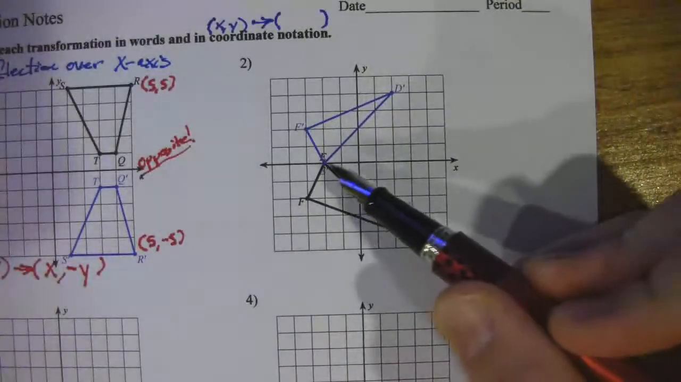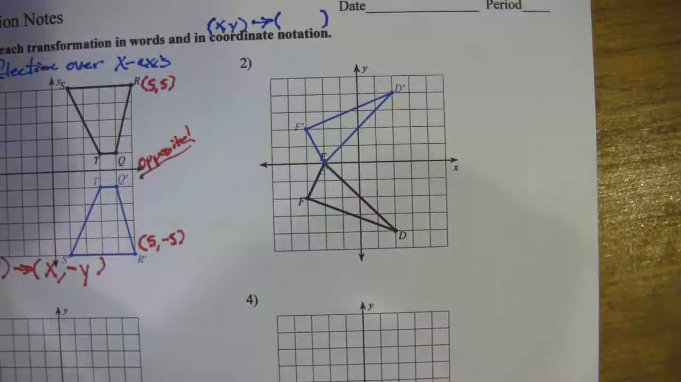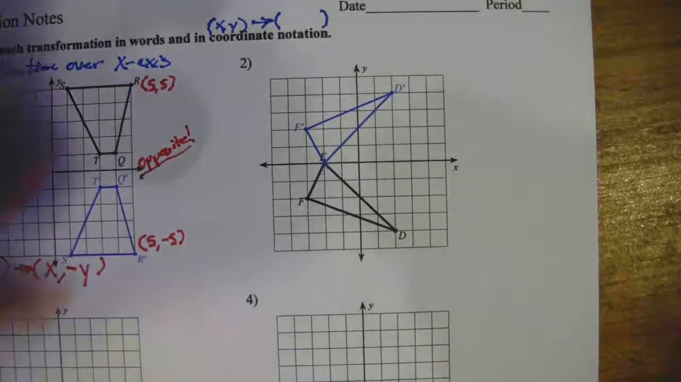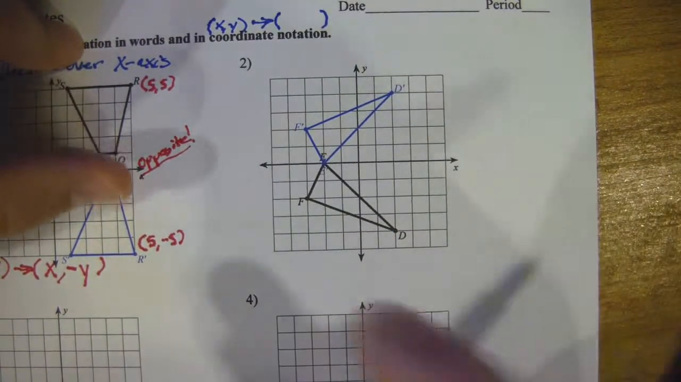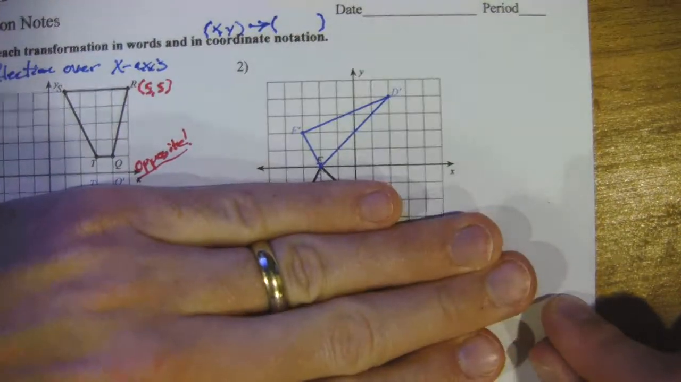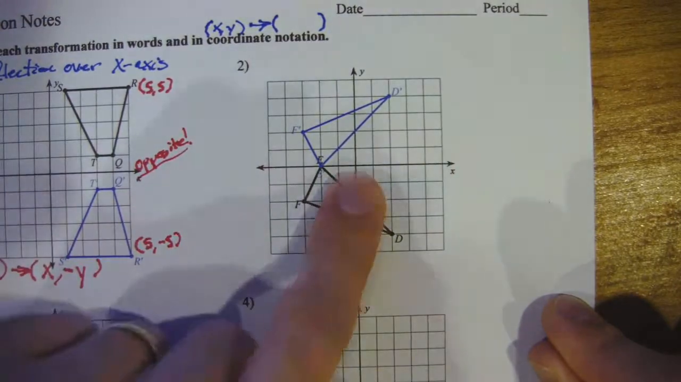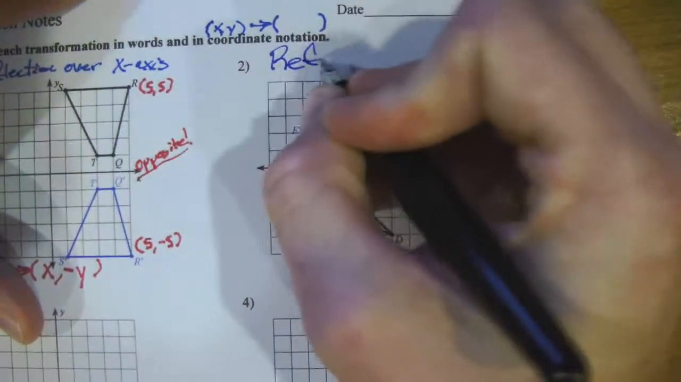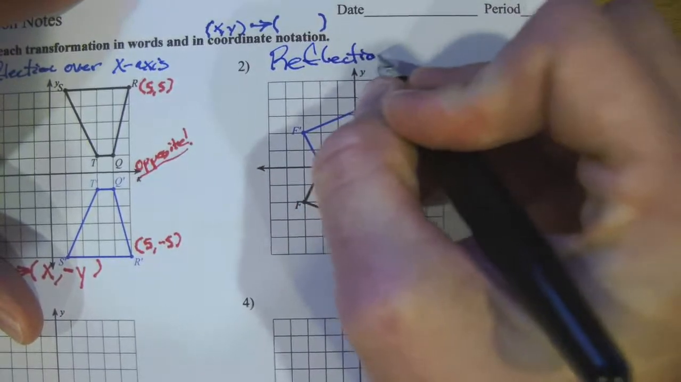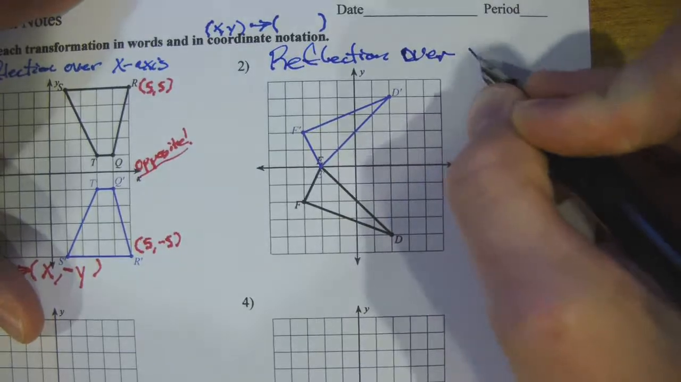All right, well, let's look at the next one, number 2 there. So here's our black image. That's the pre-image. It looks like it's in quadrants 3 and 4. And its final image looks like it ended up in quadrants 2 and 1. All right. Again, I'm imagining picking this up, putting it in its new position. It looks like it too went up and over that x-axis. So we can say in words that this is a reflection over the x-axis.